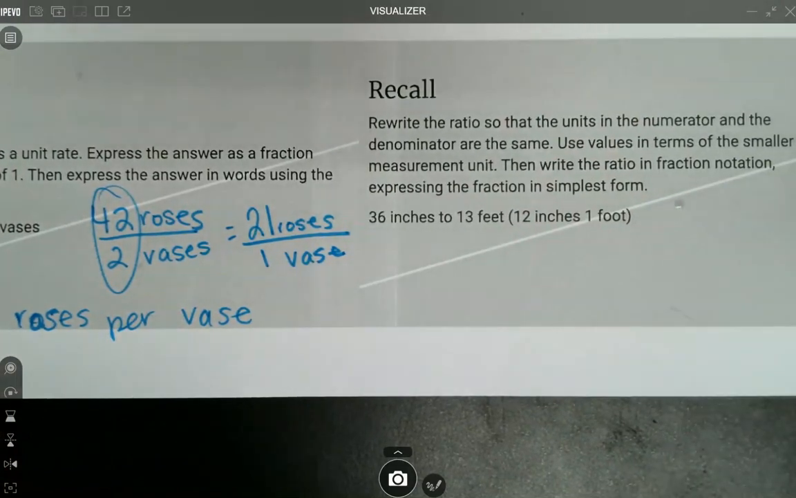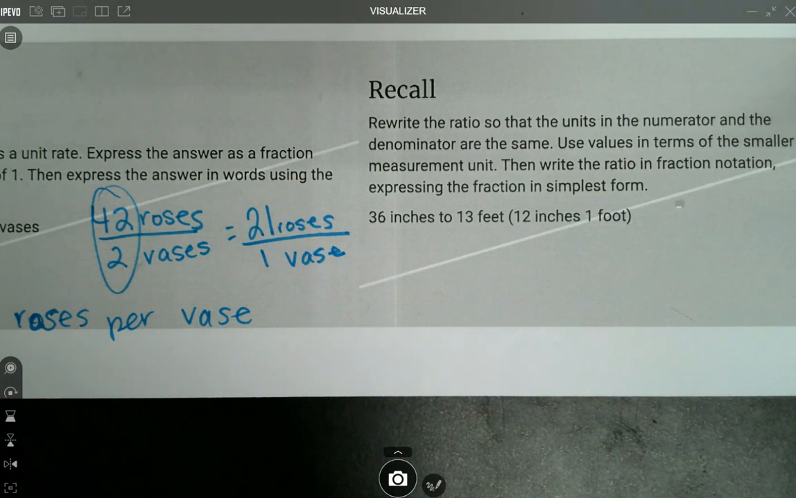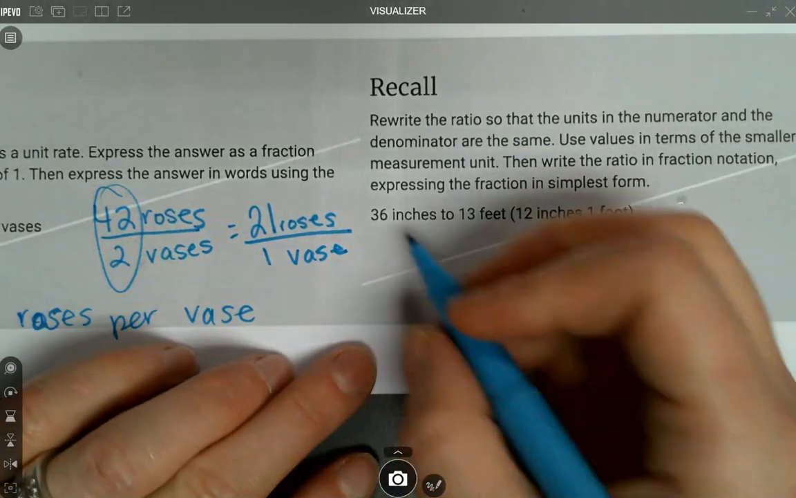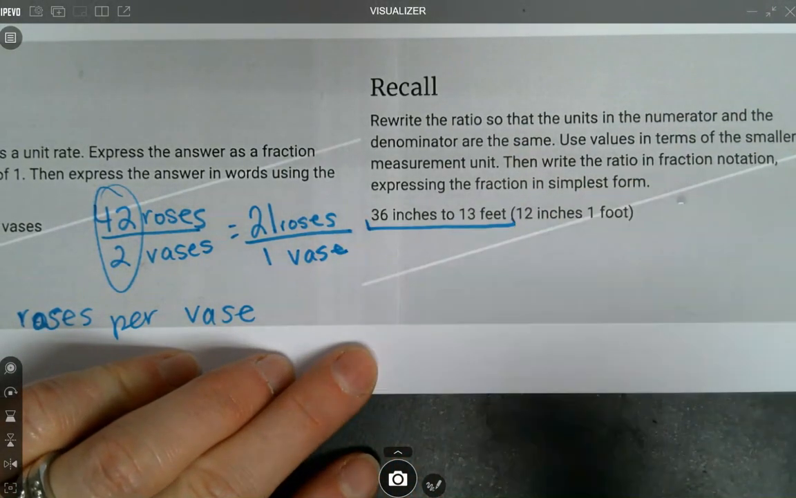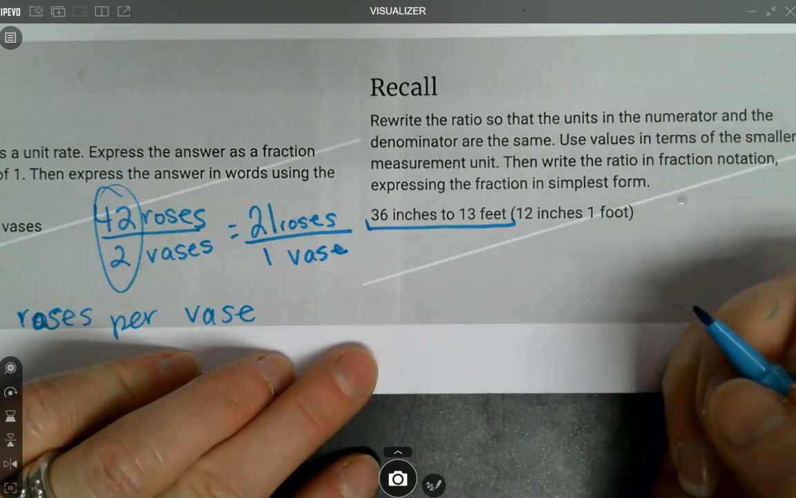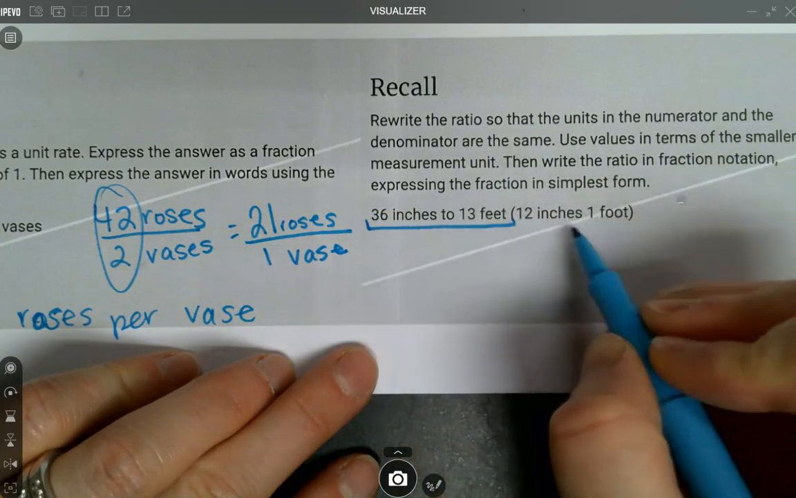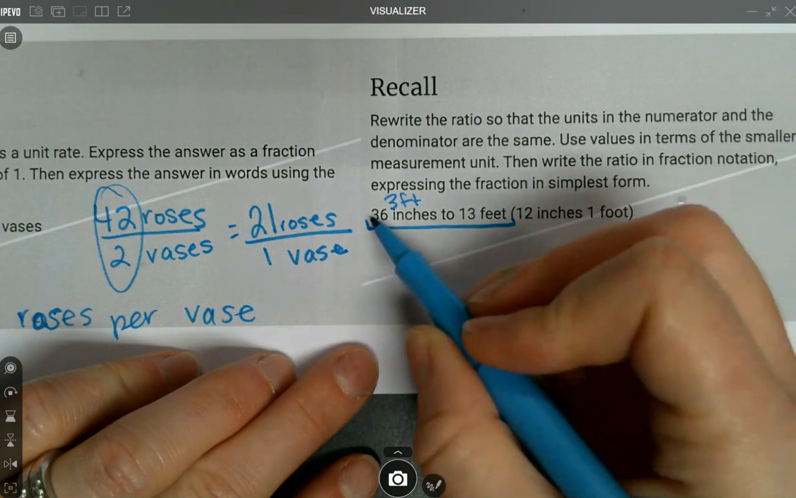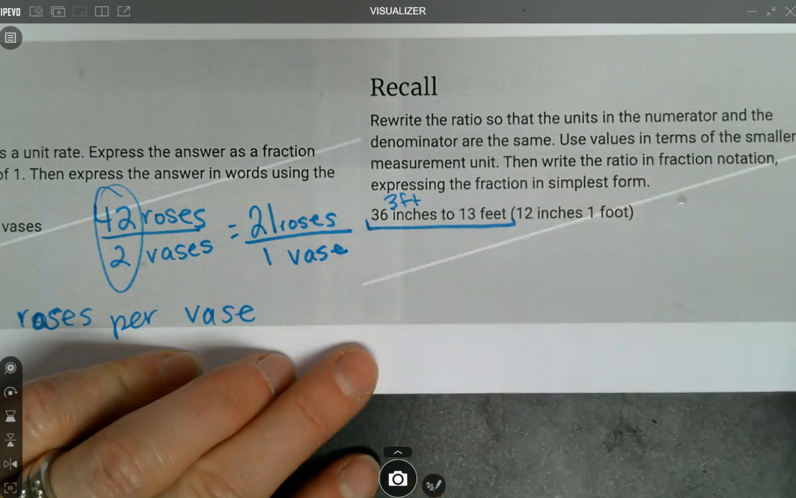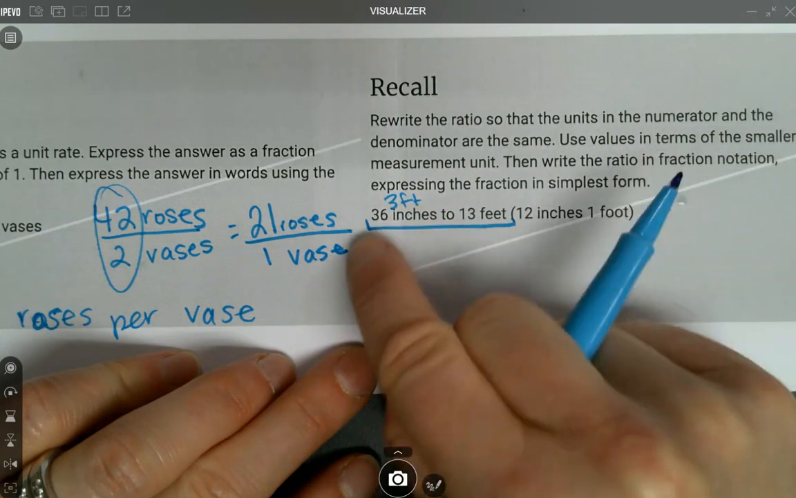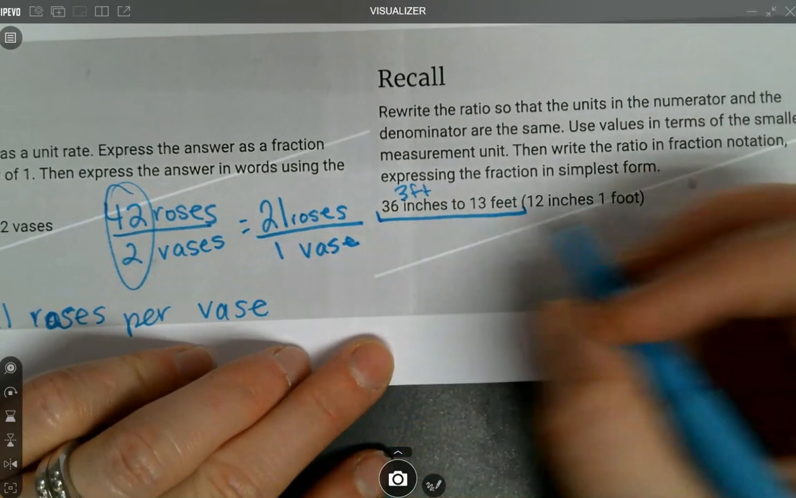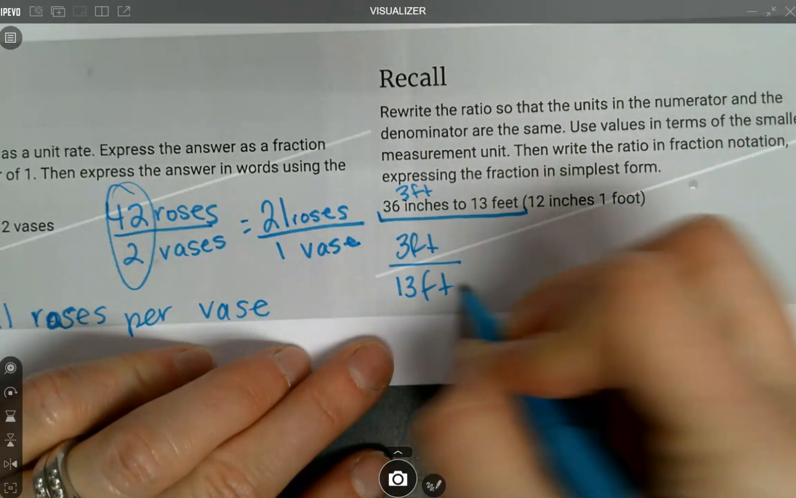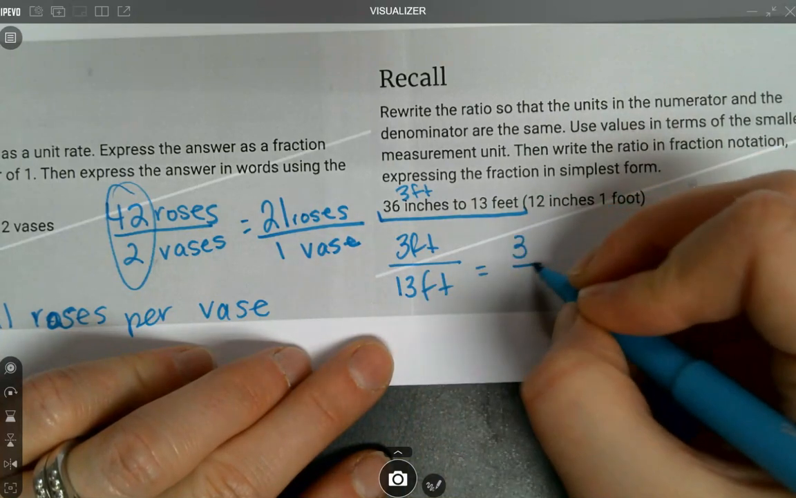What about if we have units of measure? What you can do is simplify it down and use the smaller measurement unit. So this is what we're given, 36 inches to 13 feet. Well, 36 inches is going to be 3 feet. If it works out like that, then we can leave it like that. If it doesn't give you a whole number, then you're going to have to go the opposite way. I'll show you the two. So 3 feet over 13 feet. So then we can just reduce it to 3 over 13.